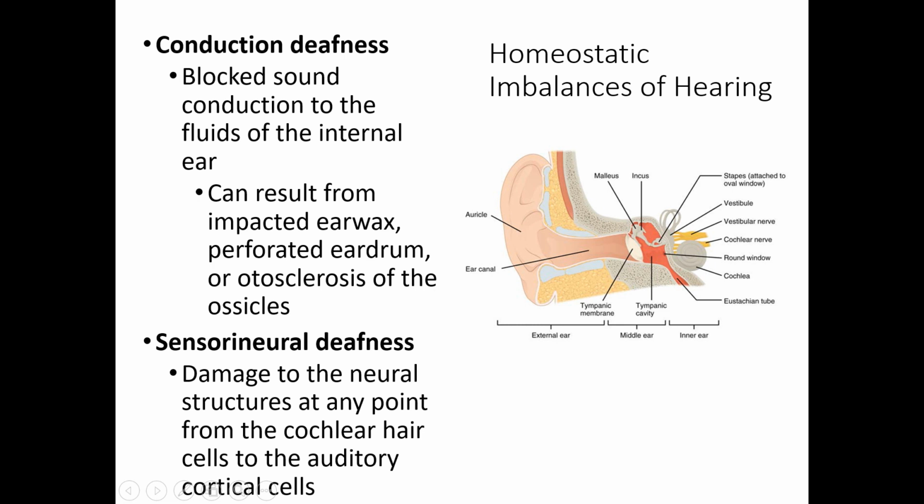The second type is sensorineural deafness, and that type of damage happens to the cochlea or the vestibular cochlear nerve. What can cause it? Different types of infection and sometimes tumors.